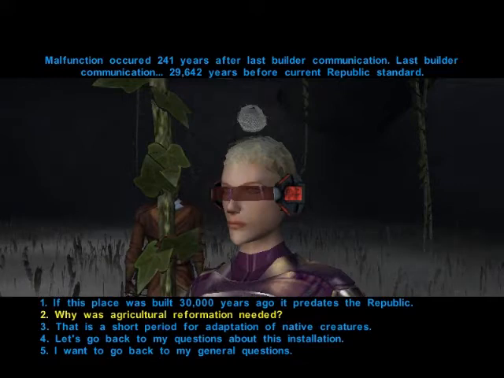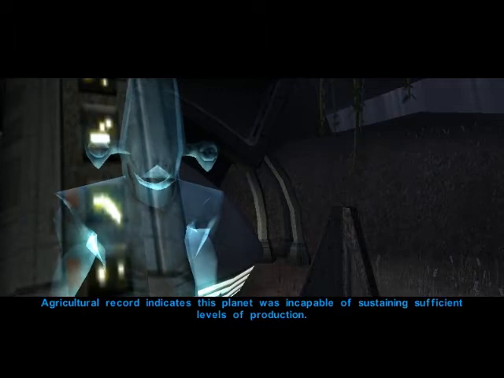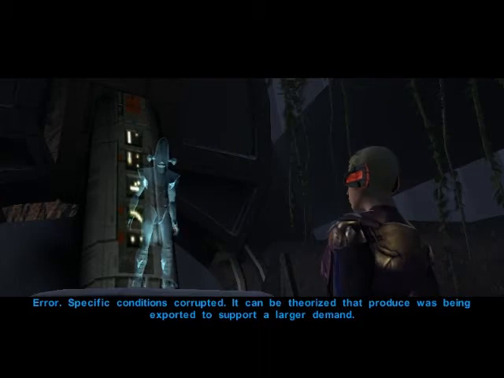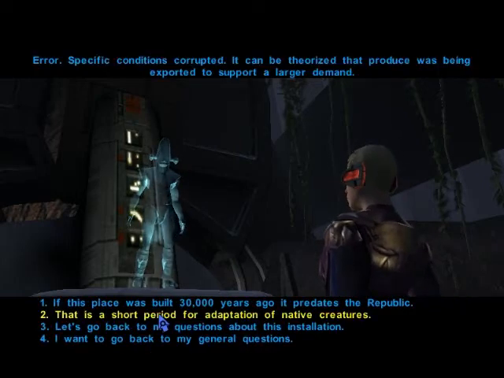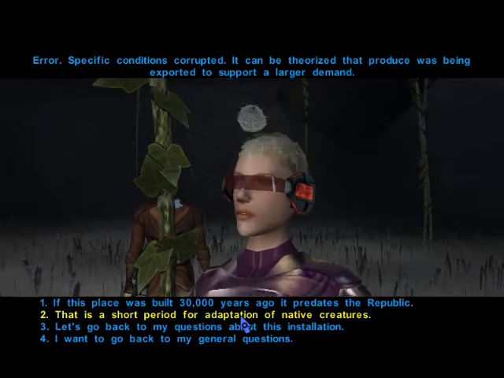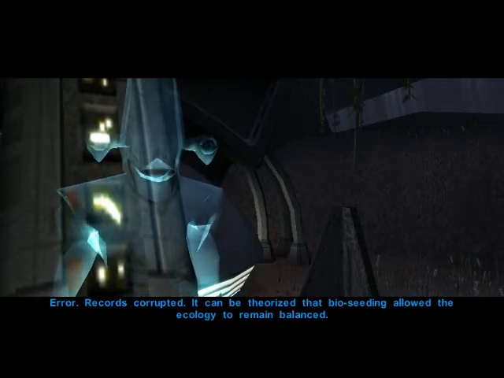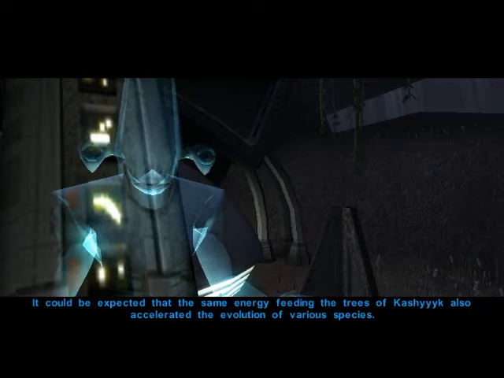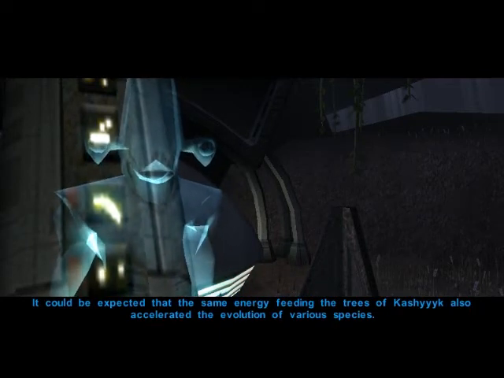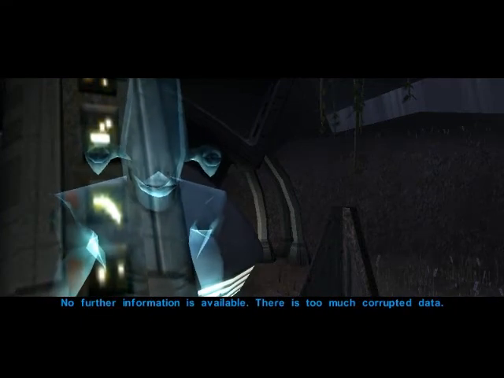Why was agricultural reformation needed? Agricultural record indicates this planet was incapable of sustaining sufficient levels of production. Error. Specific conditions corrupted. It can be theorized that produce was being exported to support a larger demand. That's a short period for adaptation of native creatures. Error. Records corrupted. It can be theorized that bioseeding allowed the ecology to remain balanced. It could be expected that the same energy feeding the trees of Kashyk also accelerated the evolution of various species. No further information is available. There is too much corrupted data.